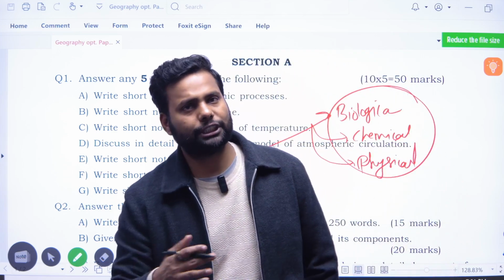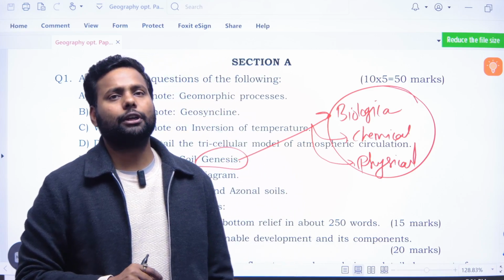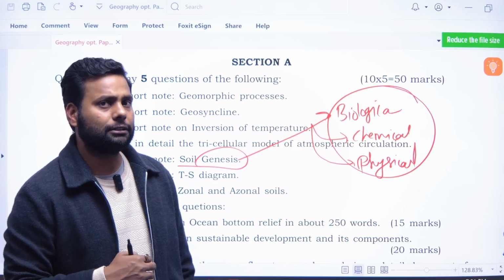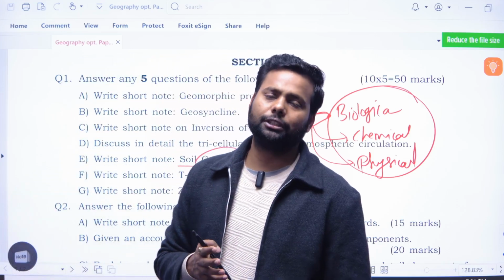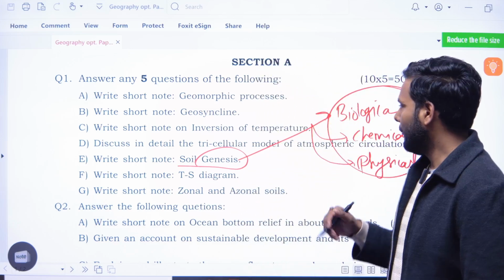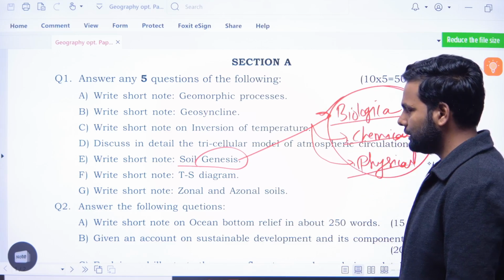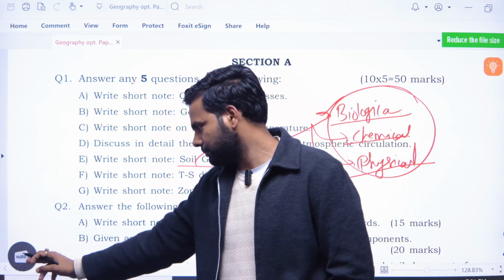So what you had to do in this question is write down what soil is and what the factors are which are responsible for the formation and genesis of soil, and simply mention the biological factors, the chemical factors and the physical factors.